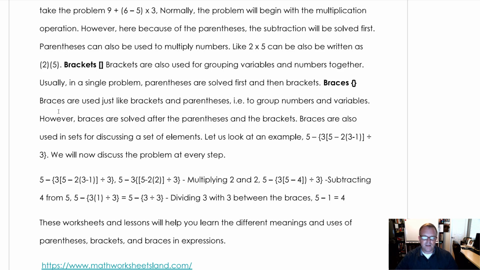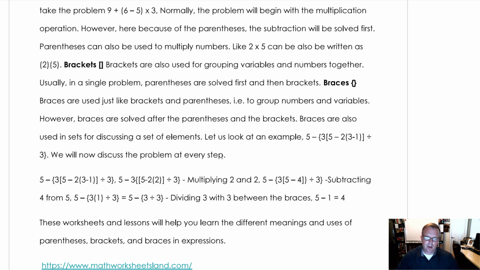Braces are used just like brackets and parentheses, that is, to group numbers and variables. However, braces are solved after the parentheses and the brackets. Braces are also used in sets for discussing a set of elements. Let us look at an example. 5 minus brace 3, and this would be times whatever's inside these brackets. Inside the brackets we have 5 minus 2, but then the 2 is multiplied by 3 minus 1, right? Okay, and then it says divided by 3, and then an end brace.